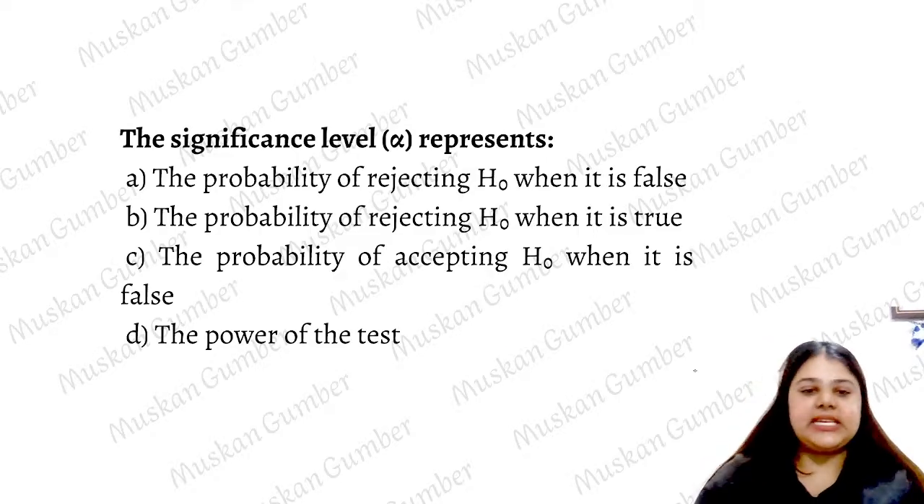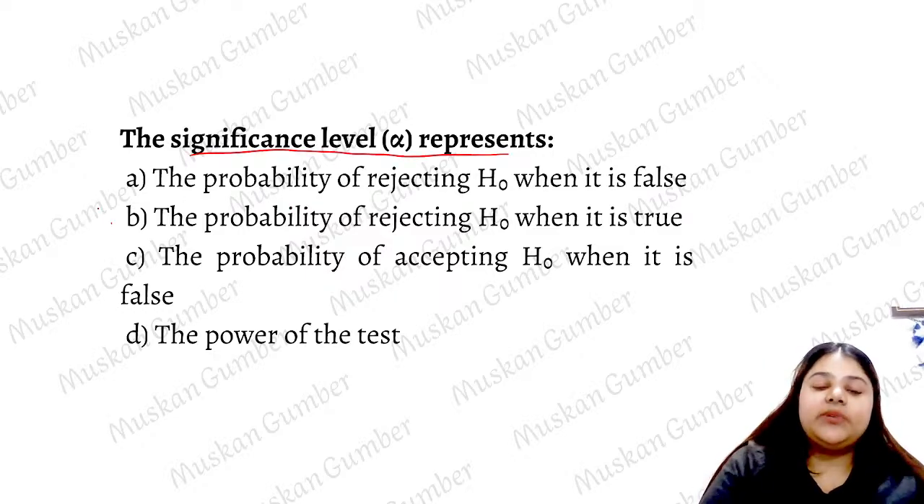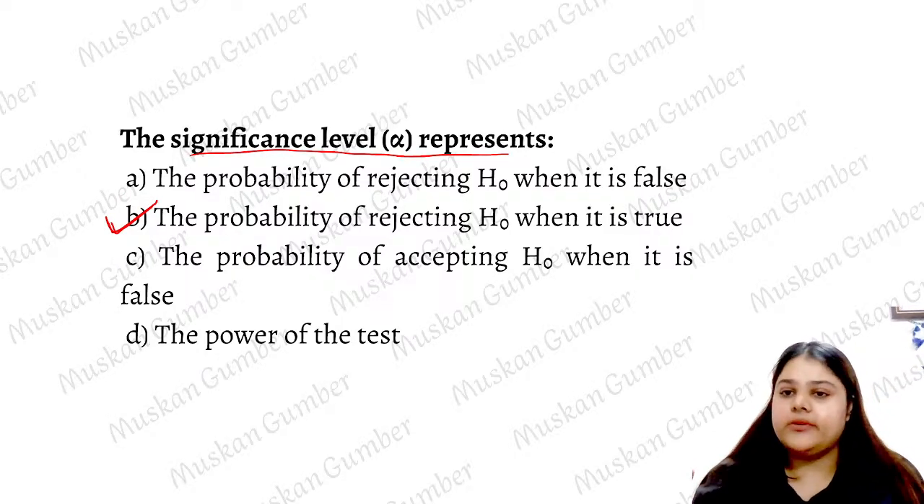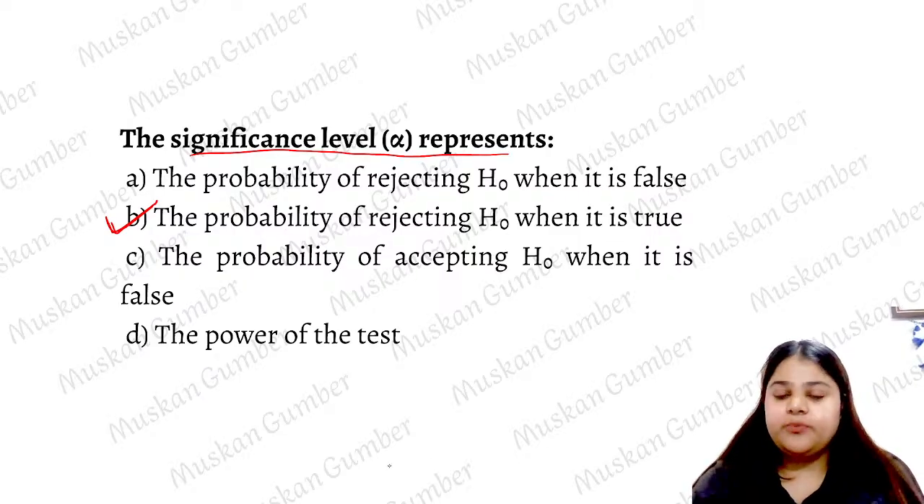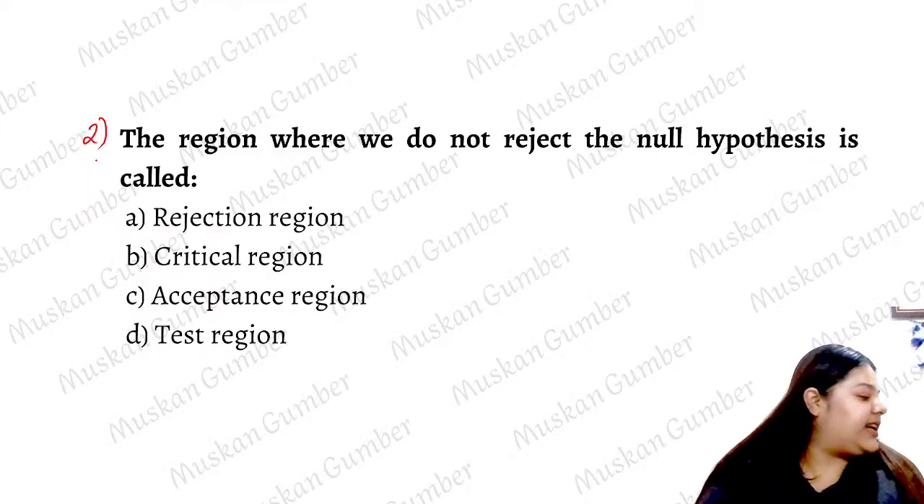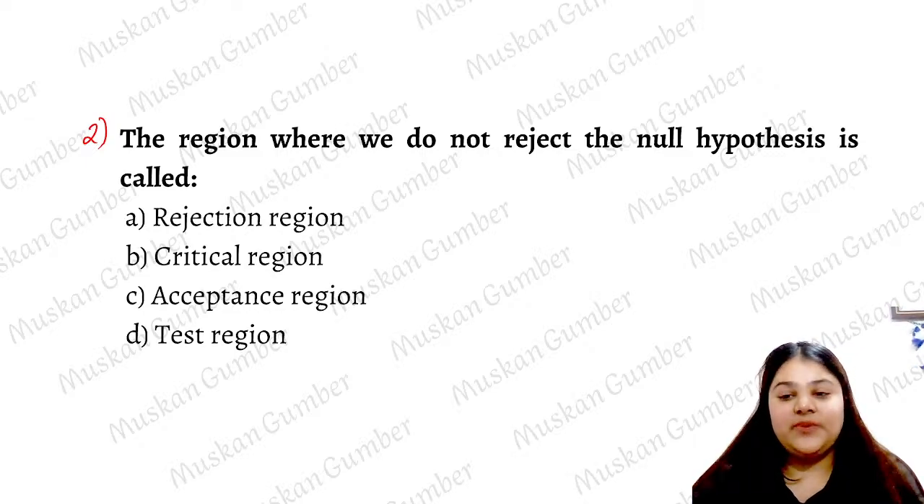All right, let's see the question. The question is asking: significance level represents the probability of rejecting our null hypothesis when it is true. Correct, we have just explained all that in the first 5 minutes of our class. Moving ahead to the second question, please read the question carefully and try to answer. The region where we do not reject the null hypothesis will be known as what?